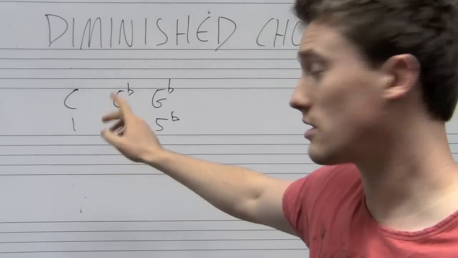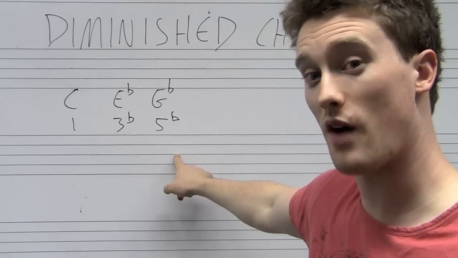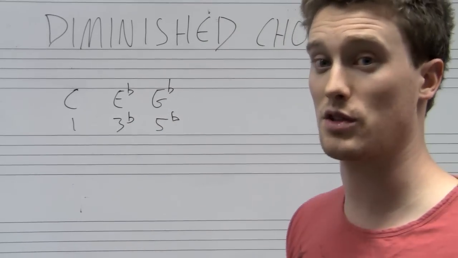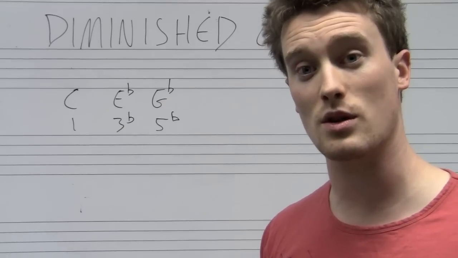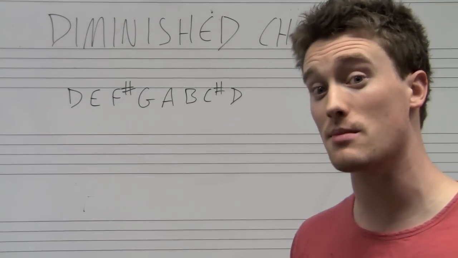Really easy. It's a 1, it's a flat 3, and then it's a flat 5. So you've flattened the 3rd degree of a scale and the 5th degree of a scale. I'll do it one more time in a different key. Let's do it in the key of D. Another example, now we're going to look at the D diminished chord, okay?